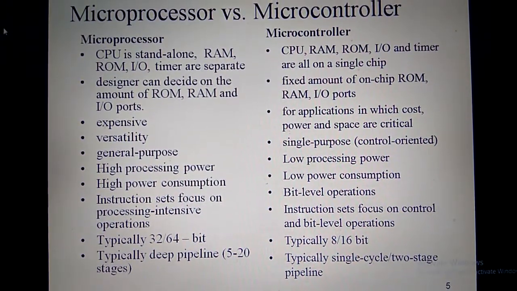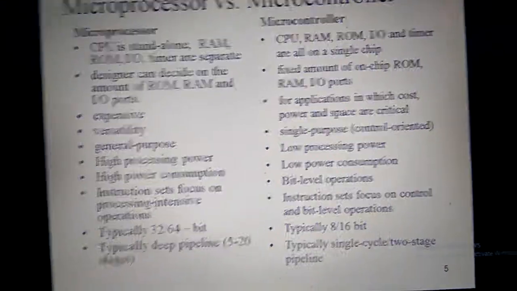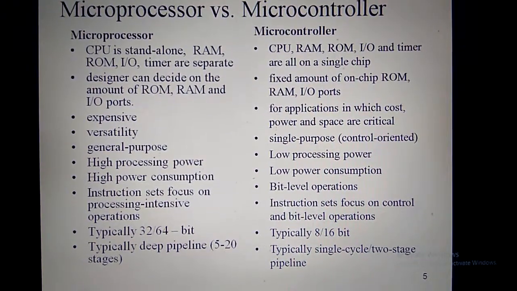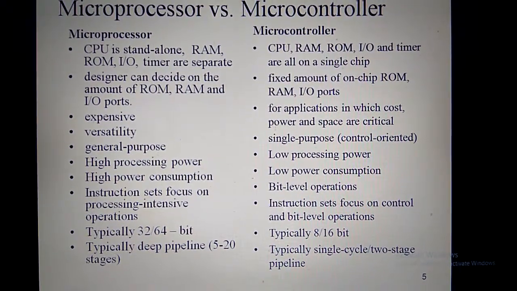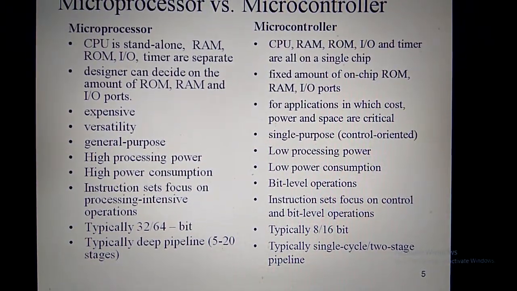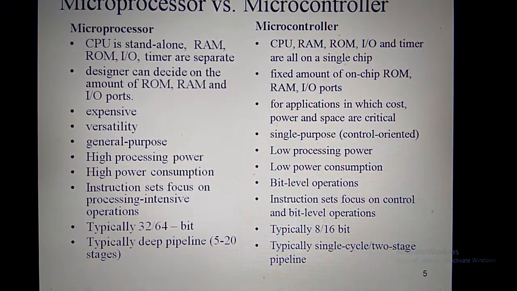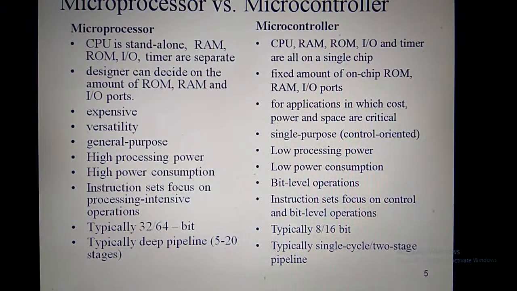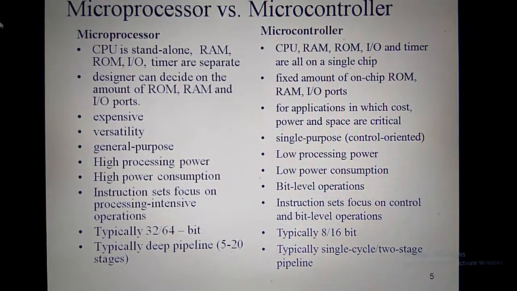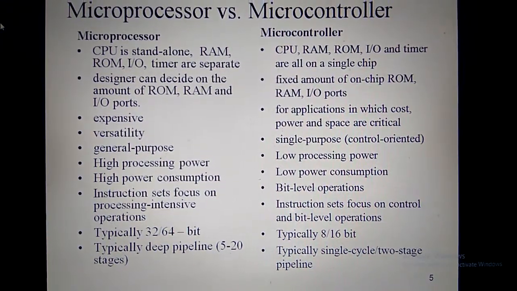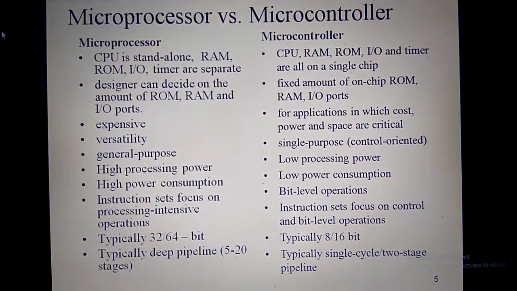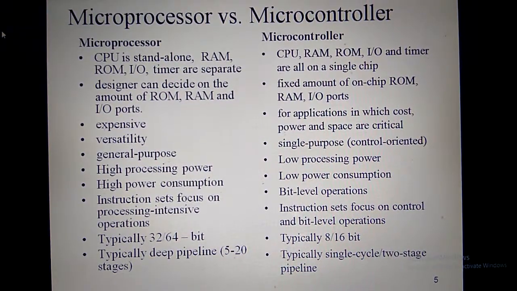Next, about the power. The microprocessor has a high processing power and the microcontroller has a low processing power. Similarly, the microprocessor has a high power consumption while the microcontroller has a lower power consumption compared to the microprocessor. Next, the microprocessor's instruction set focuses on processing, that is, it focuses only on intensive operations. Next, the instruction set focuses on control and bit level operations in the case of a microcontroller.